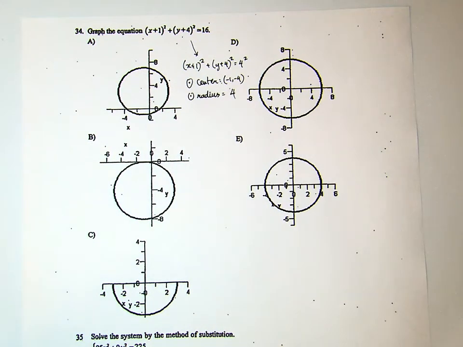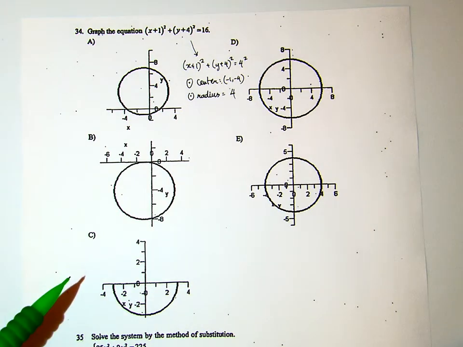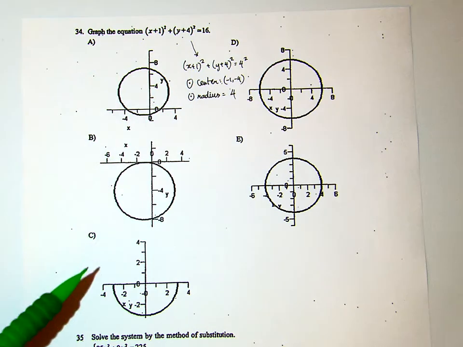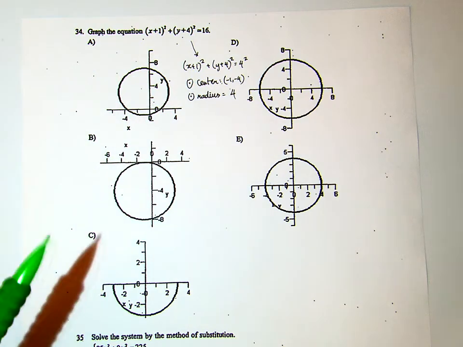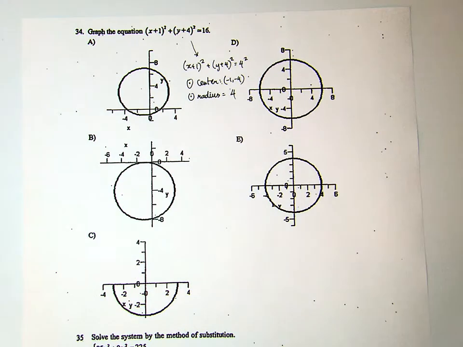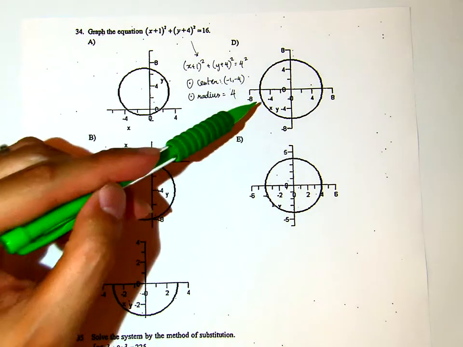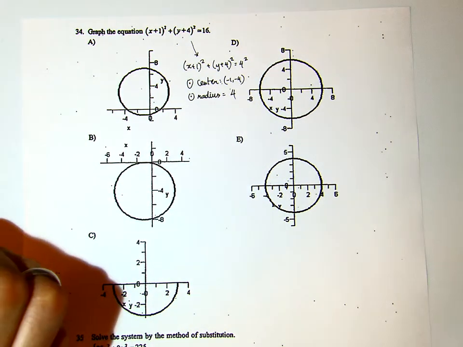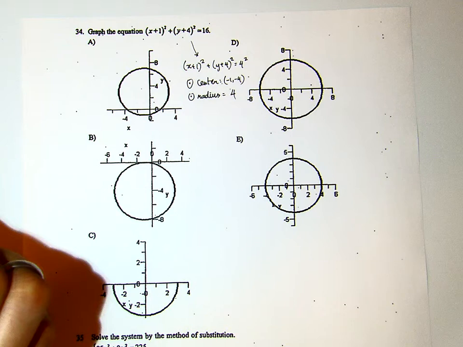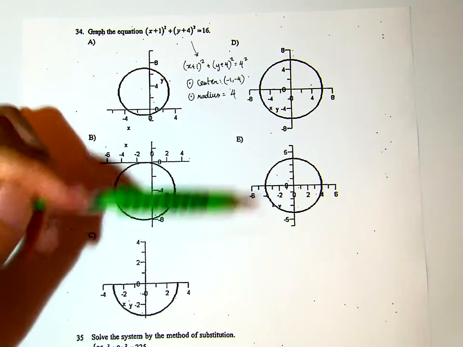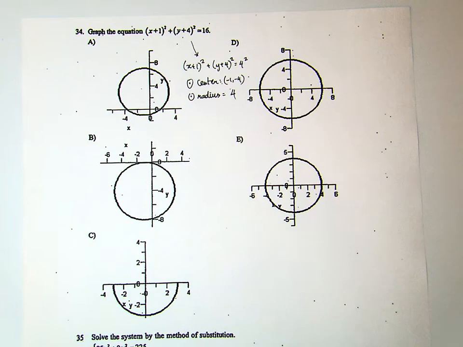Let's see which one gives us center (-1, -4). Clearly, we know that this is a circle, so the answer will not be C because it's not a full circle. D and E will be eliminated because the center is not (-1, -4). You can see from D and E, both circles have center at the origin. So it will not be C, D, or E. Now the only options we have are A and B.